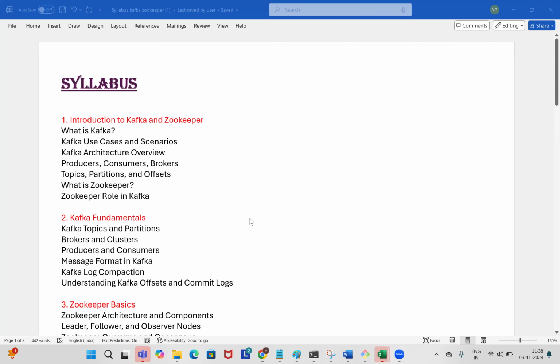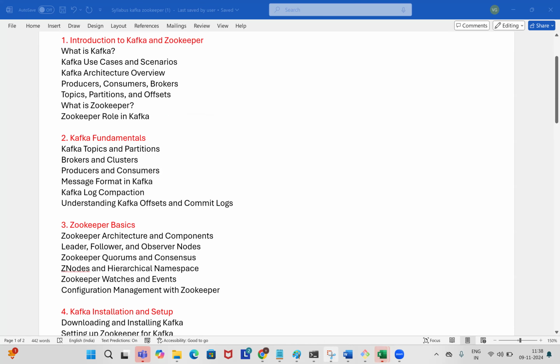Okay. So now, what exactly is Kafka Zookeeper, and what is the syllabus we are going to cover? I'll share this quickly. Is my screen visible, right?